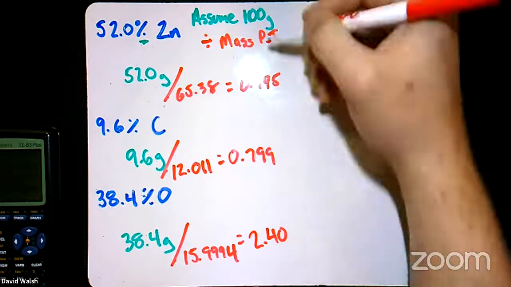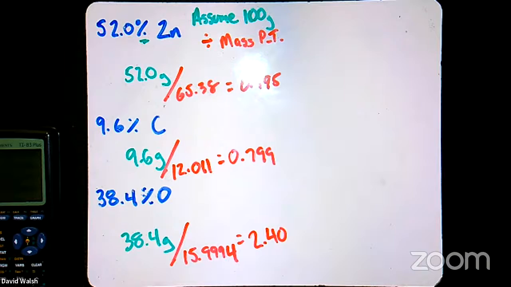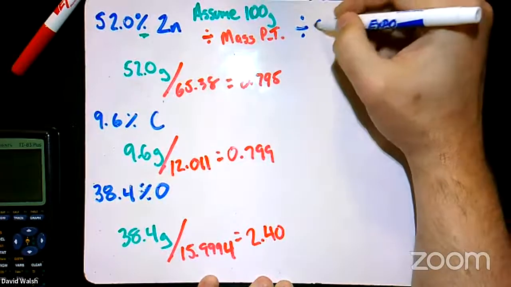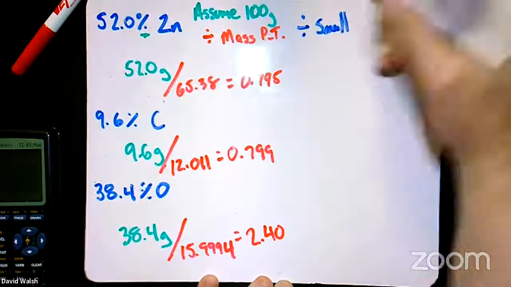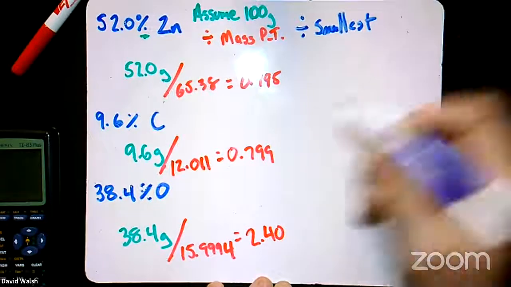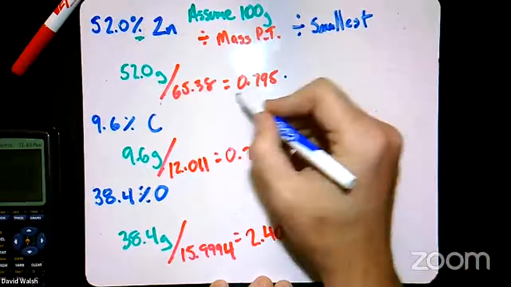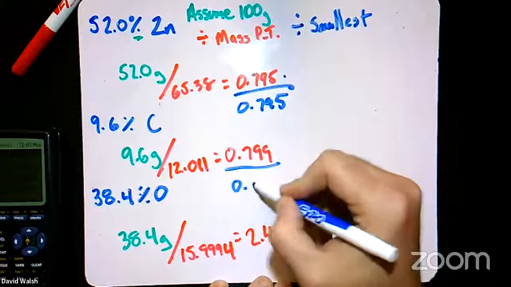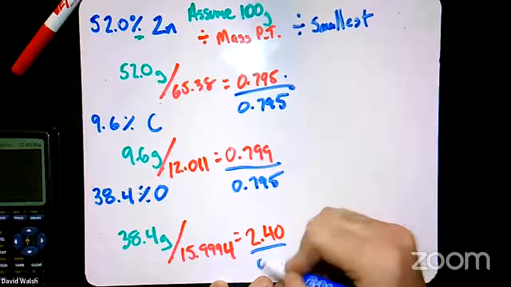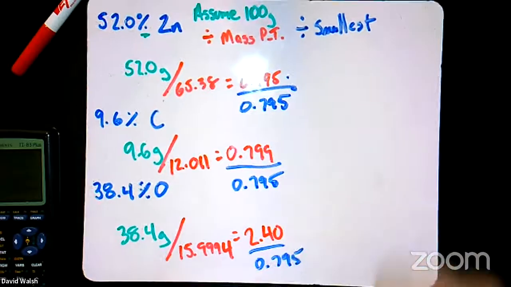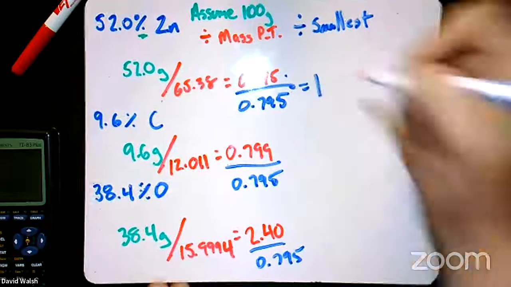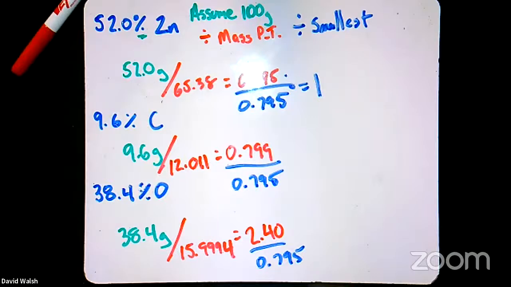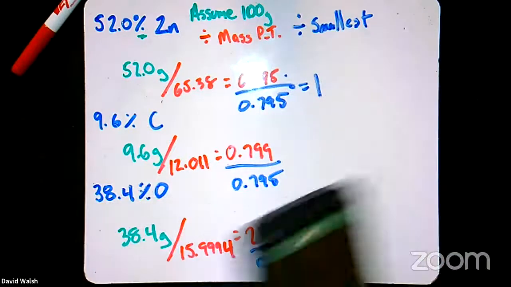So now we look and say which one of these is the smallest. We're going to divide by the smallest. And the smallest is this one. So we're going to divide each of these by 0.795. Okay, so this is going to equal 1. Remember, you're always going to have one value, one of these, that equals 1 at this step.